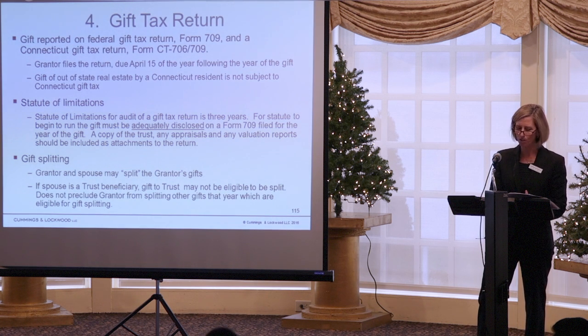A couple of issues to note with respect to reporting gifts. The first involves gift splitting. Gift splitting is an election that can be made on a gift tax return where the grantor's spouse consents to have one half of the grantor's gifts deemed to have been made by the spouse, even though they were made entirely by the grantor. And this essentially allows spouses to combine the use of their exemptions.